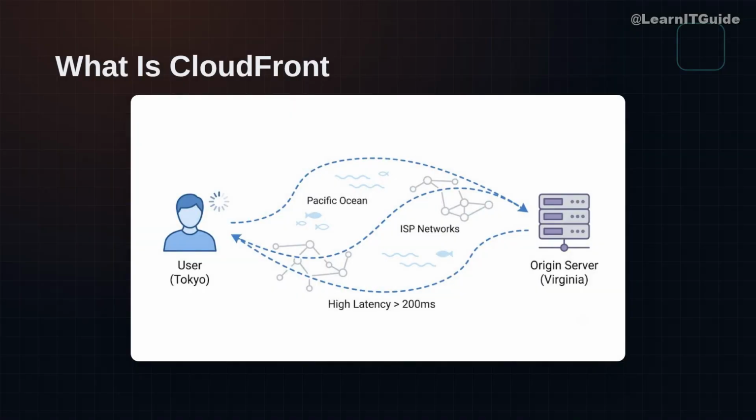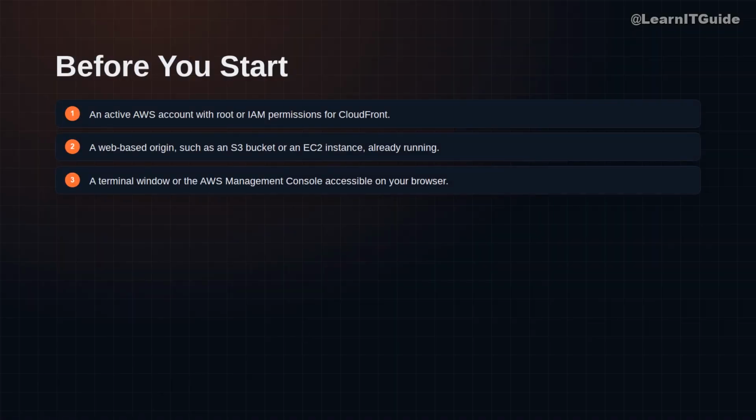What is CloudFront really? AWS CloudFront is a global content delivery network service that accelerates delivery of your websites, APIs, and video content. Think of it like a global chain of warehouses. Instead of shipping every product from one central factory, you stock popular items in local warehouses near your customers. CloudFront stores copies of your content in hundreds of locations worldwide. This ensures that the next time a user requests that file, they get it from a location minutes away, not thousands of miles away.